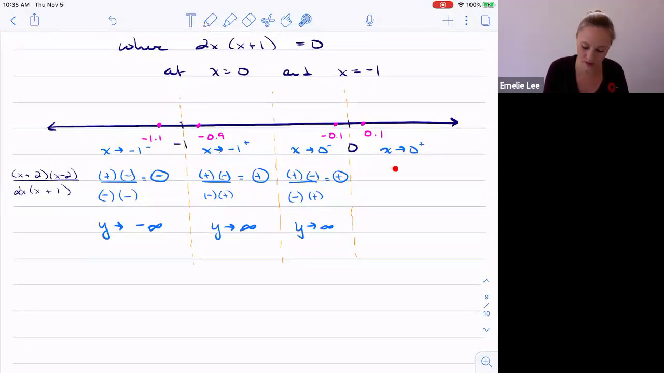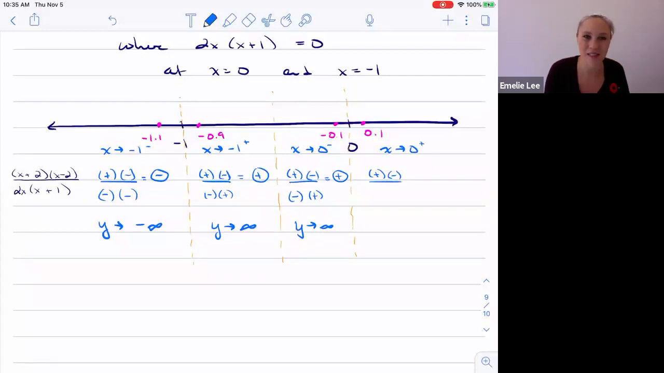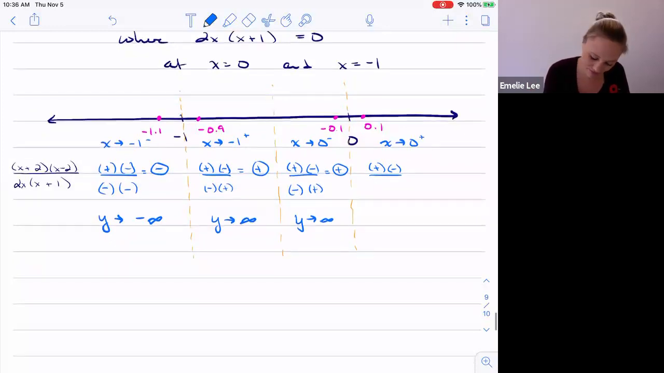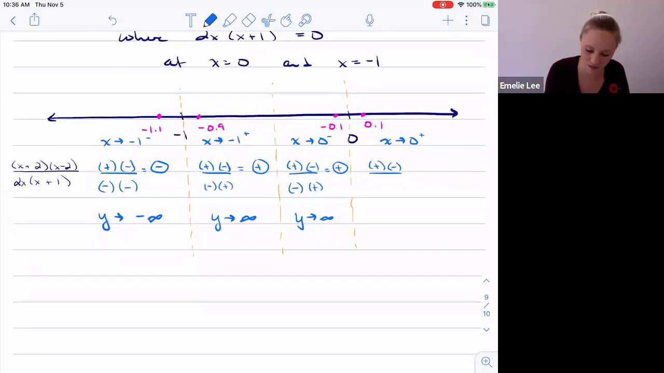Last but not least, right? This is quite a bit of work. x is going to 0 from the right. So let's use 0.1. 0.1 plus 2 is a positive number. 0.1 minus 2 is a negative number. Probably the easiest one to deal with so far. 0.1 times 2 is positive, and 0.1 plus 1 is positive. But overall here, we've got a negative divided by a positive, making a negative number. So y is going to negative infinity, right?